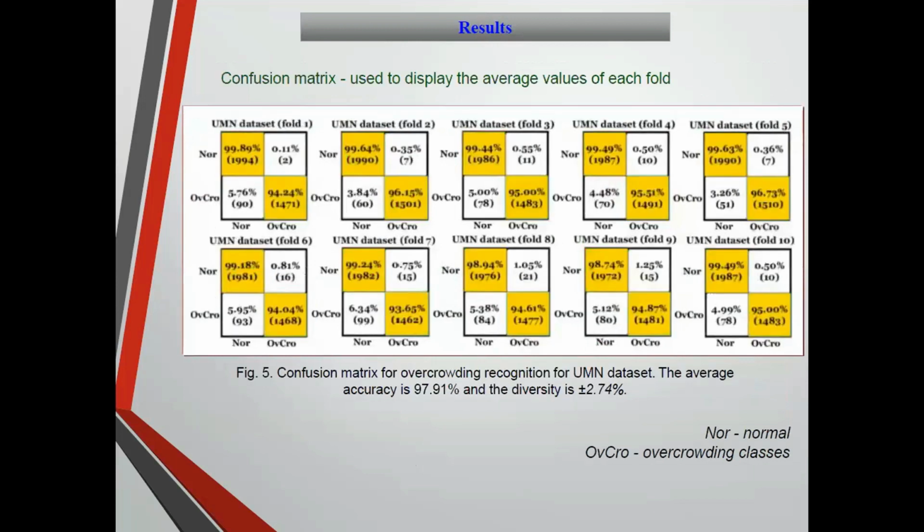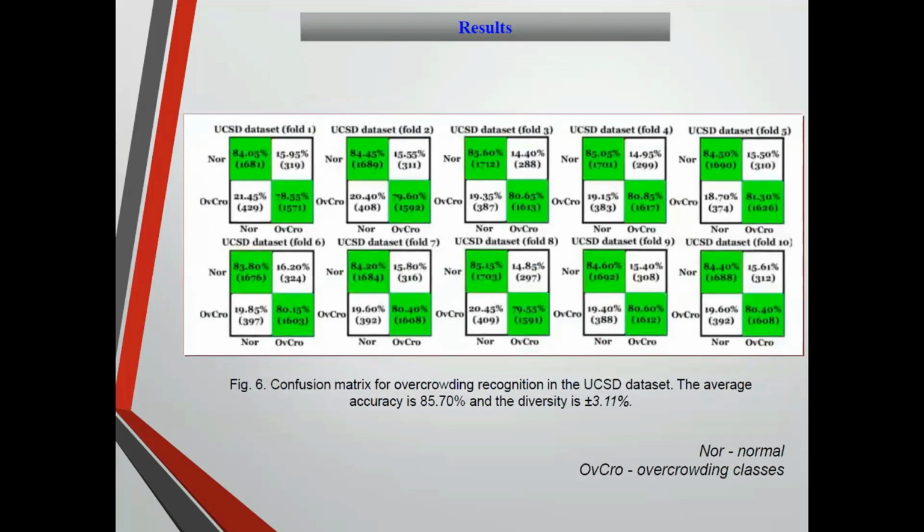Yellow is the human database, and green means the UCSD data set. The confusion matrix representation is used to display the average value of the model. Based on the average value, we are measuring the accuracy of the model. Each and every step has some accuracy, and then you just average it because the number of folds is 10. So that's why we say it is the average accuracy.